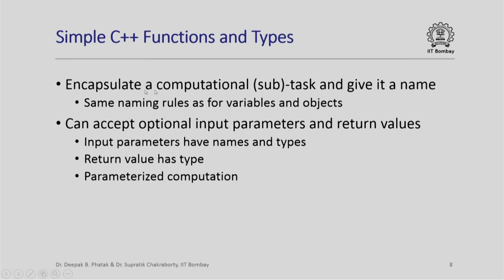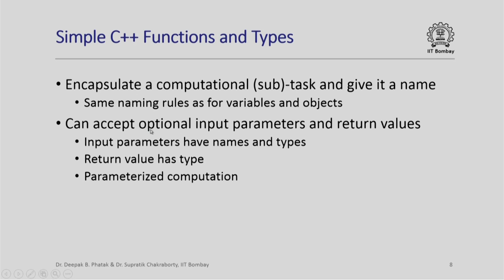Now, what is a function? We have already discussed this very briefly when we were talking about the basic structure of a C++ program, but here is a quick look at it again. A C++ function is basically a computational subtask which you encapsulate within braces and then give it a name. So, once again you see a name is needed to identify a C++ function which will do a computational task or subtask. And the names to be used for functions must follow the same rules as for variables and other objects that we have just seen.